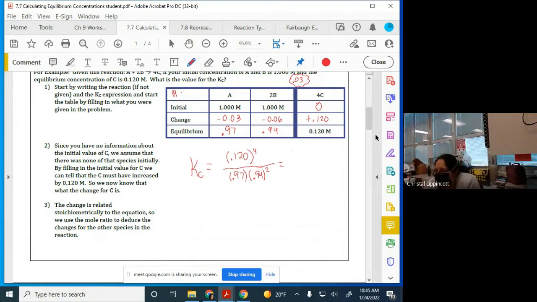Okay, why do we square it? We square it because the coefficient here is a 2. Just like this one was a 4, so we raise this to the 4th power. Why do you put it in that fraction thing? Because that's how we figure out our K value. Oh, so it's just a formula. Yeah, it's right here. Okay, I understand.